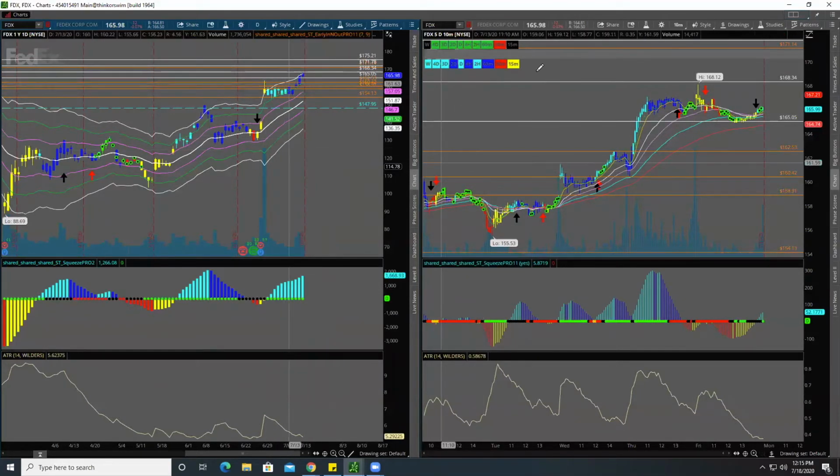And also we have some short-term negative momentum in FedEx on the 15, on the 30, obviously on the 5, the 60 is coming down and the 4 hour is coming down. So I just think it needs a little break.